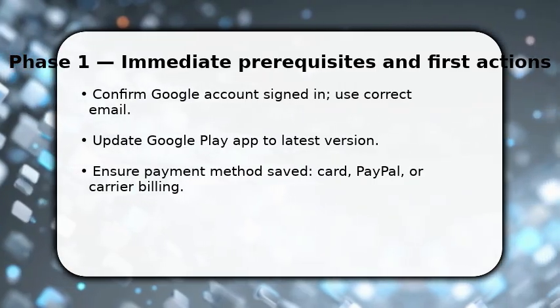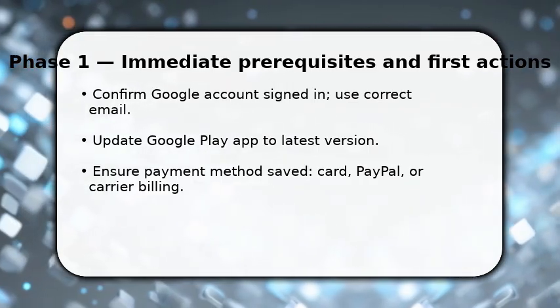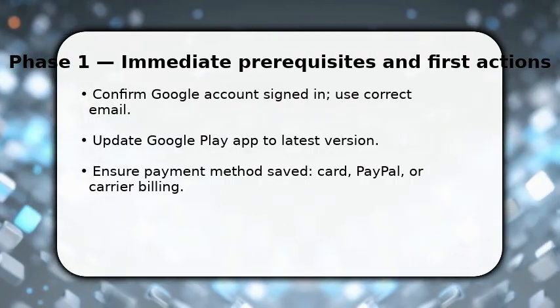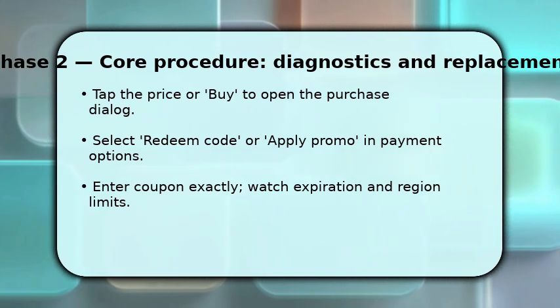Now locate the item or subscription you want to buy, a paid app, in-app purchase, or recurring plan, and tap into its purchase flow so you can reach the coupon redemption step quickly. You proceed to checkout and tap the price to open the purchase dialog.